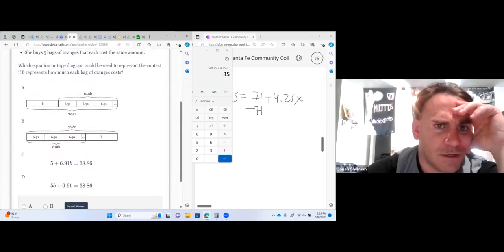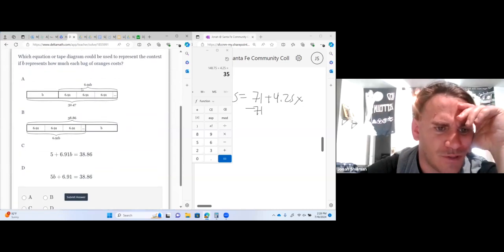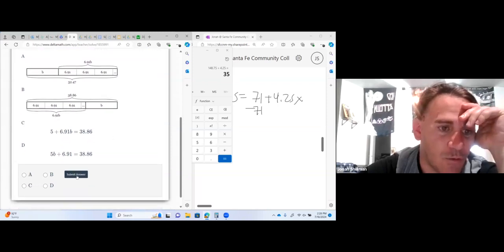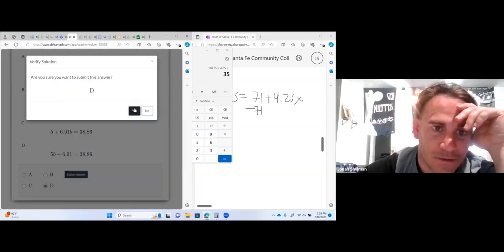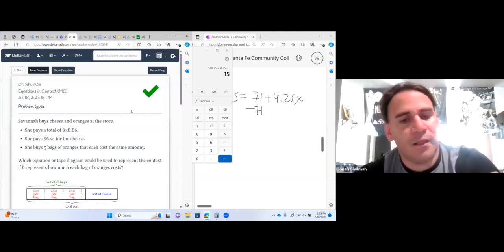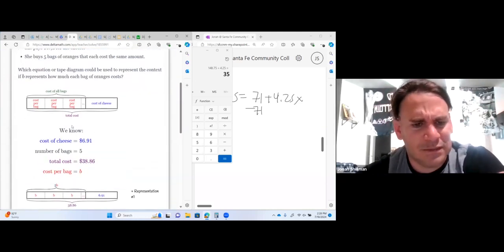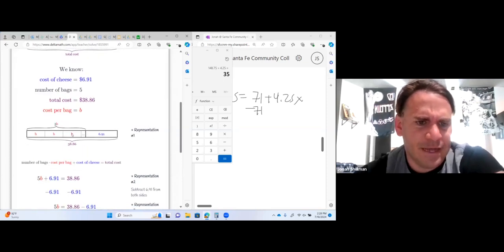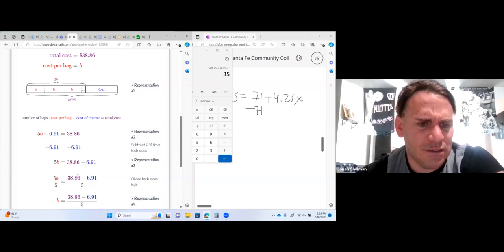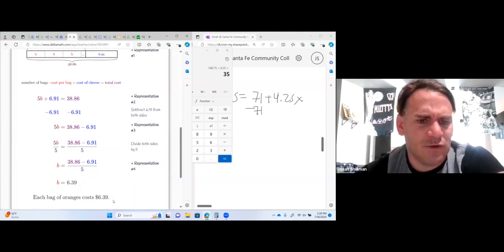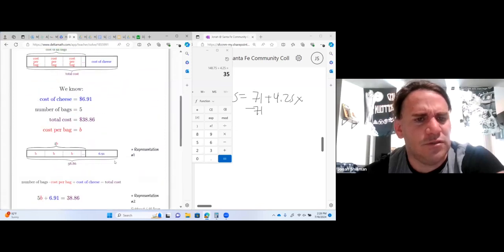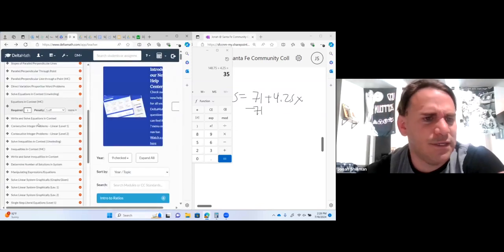Which equation or tape diagram could you use to represent the concept if B represents how much each bag of oranges costs? I believe it's 5B plus 6.91. I'm going with D. Let's see what we get. Nice. This was tough. Didn't really make sense. I wanted to do this, but that wasn't a choice, right? I didn't have this one here, so I just had to look algebraically. And we could actually figure out each bag of oranges costs 6.39, the same exact amount that the other one costs. Nice. Toughy. They're getting harder.